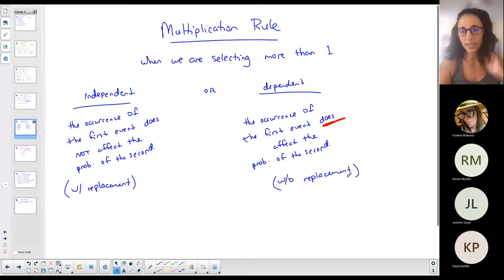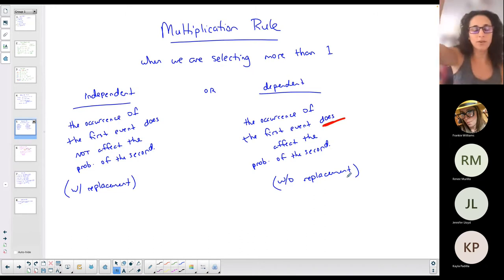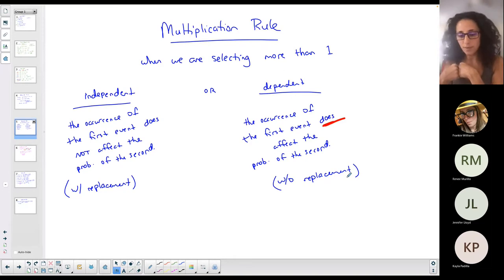Versus without replacement, I go to this deck of cards and I pick my first queen, but I'm like, cool, I want to keep this card. So I put her over here, and then I try to pick a second queen, but now I have fewer queens and fewer cards. So whatever I did on the first event did affect the probability of the second. Those are dependent events versus independent events.